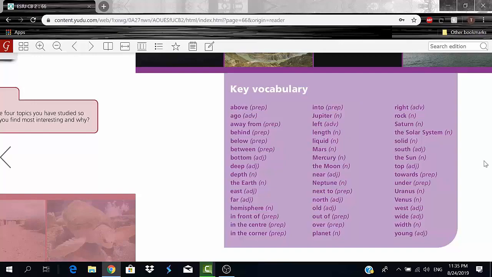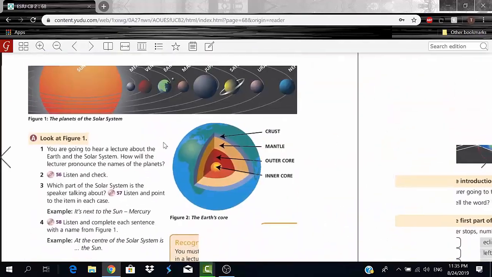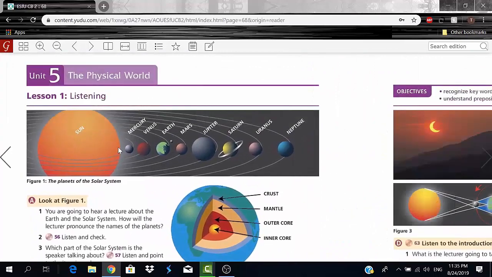Okay, you guys, now let's move on to listening. Here, let's take a look at this picture. So obviously, this is our solar system. Here we have the sun, the main star in our solar system, and here we have the planets in perfect order, right? So we have Mercury, Venus, Earth, Mars, Jupiter, Saturn, Uranus, and Neptune, right? And after that, I think there was a debate between scientists about Pluto being the 9th planet or not.